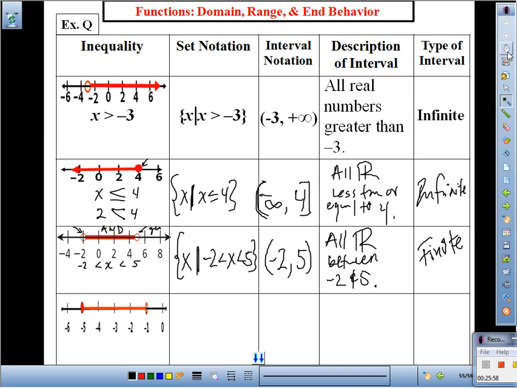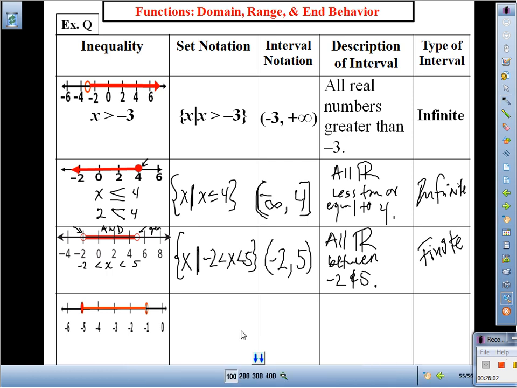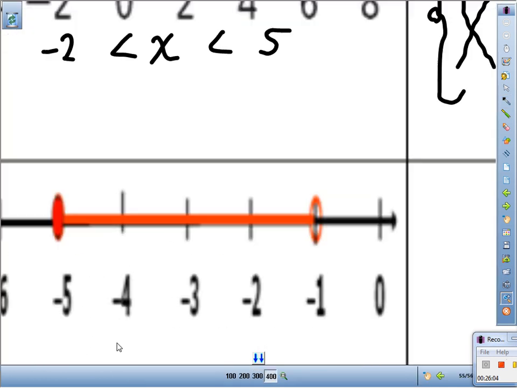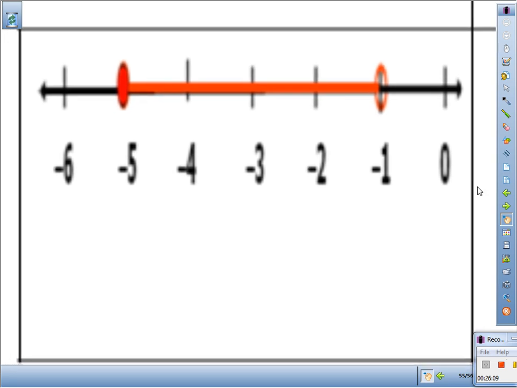Here it goes. Oh, sorry. Let me zoom in. There you go. Copy that one, and I want you to write me the inequality, solution sets, interval notation, description, and what kind of interval. Copy that and go.